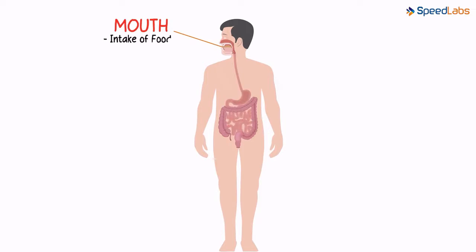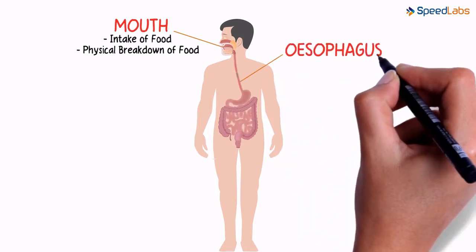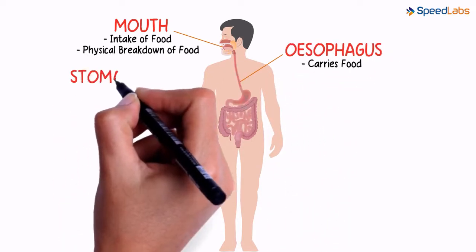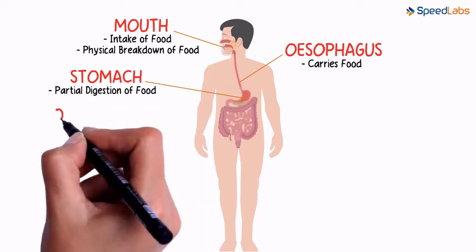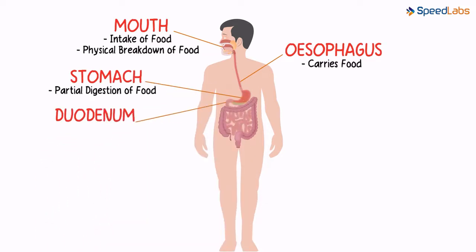Food is taken in, chewed, broken down, and sent down the throat. Food is pushed down by the peristaltic movement of the esophagus. The food then reaches the stomach, where it is partially digested and sent to the duodenum.